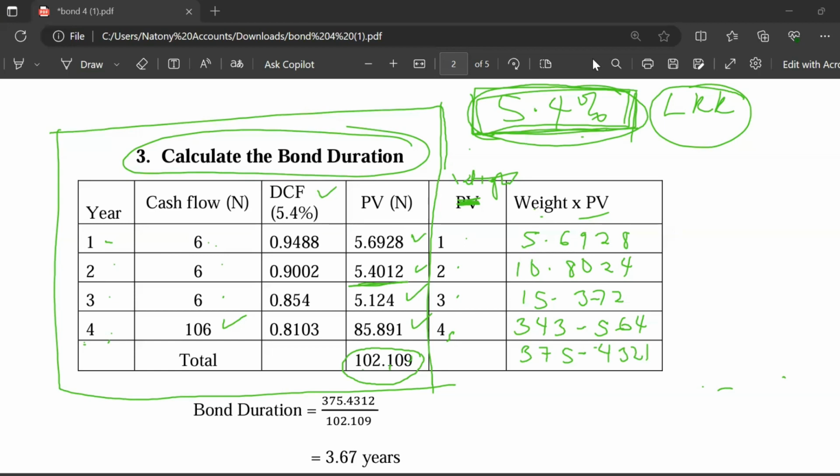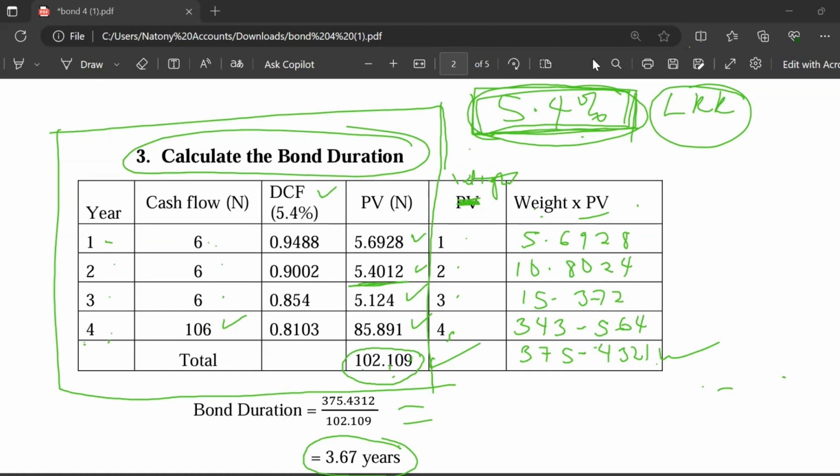So your duration is simply the summation of the weight times PV all over the summation of the PV, which is this over this. So 375.4321 all over 102. If you do that, that will give you 3.67 years. So that is the bond duration.